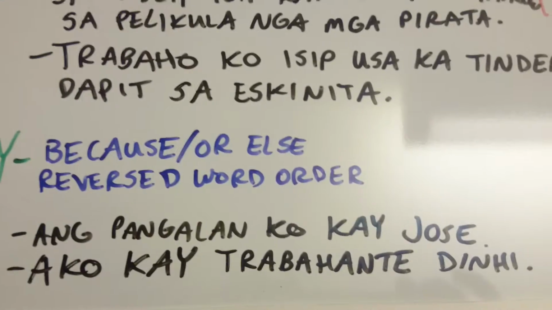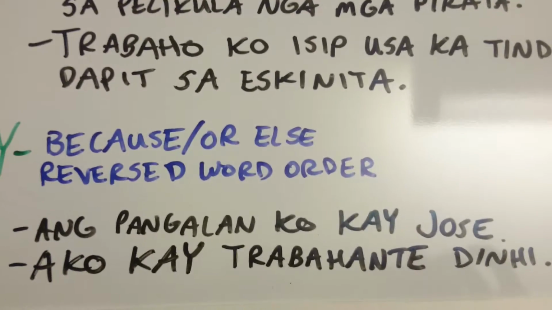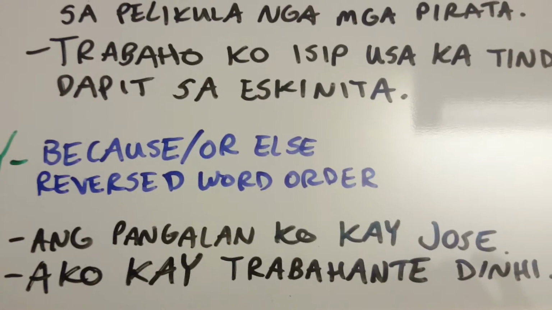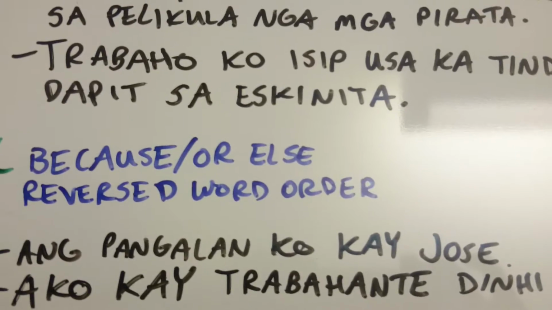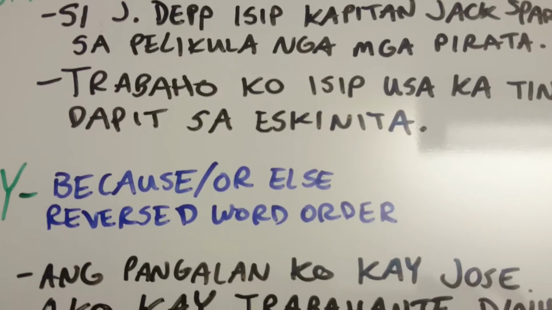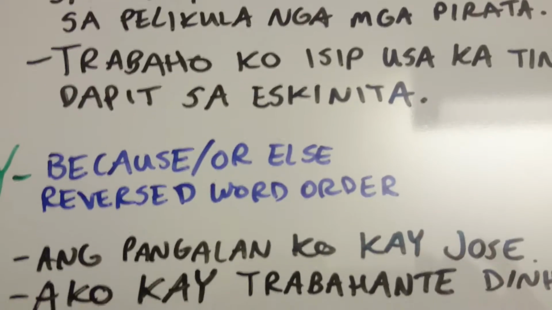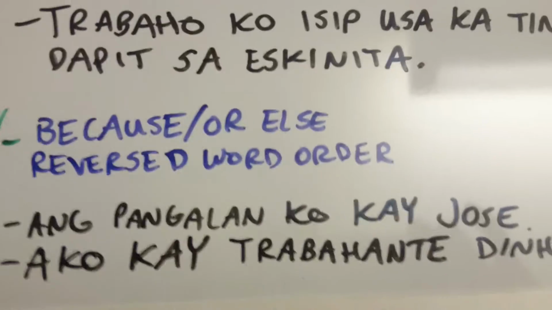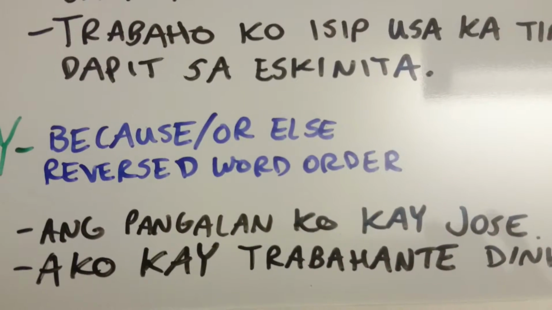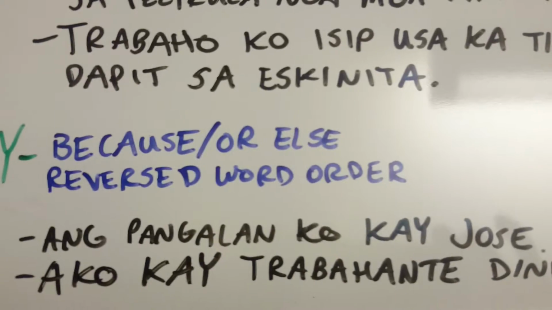The first sentence is "Ang pangalan ko kay Jose," which means my name is Jose. You can say it this way, and native speakers will understand you, but it has a better conversational flow when you say "Jose ang pangalan ko." "Jose ang pangalan ko" means Jose is my name, or my name is Jose.